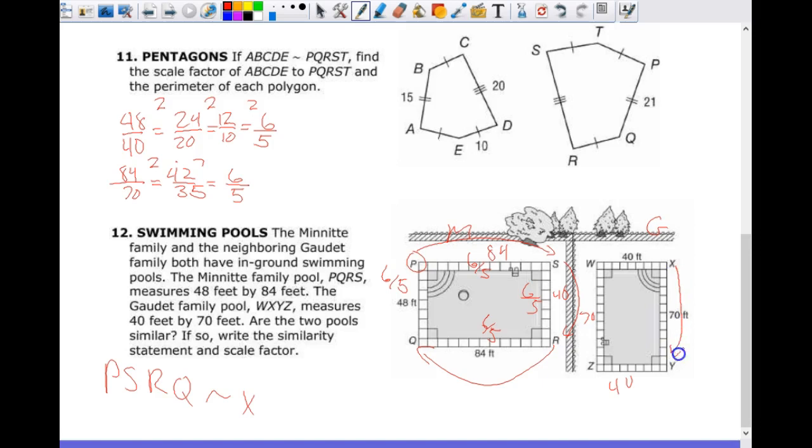X to Y, to Z, to W. And if you do that, they'll be in the same order. So you know it's not a 2. It's a squiggly mark, because it looks like a 2.